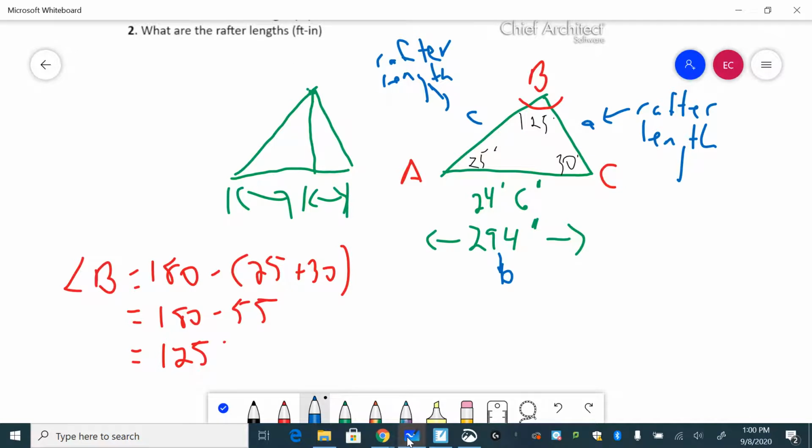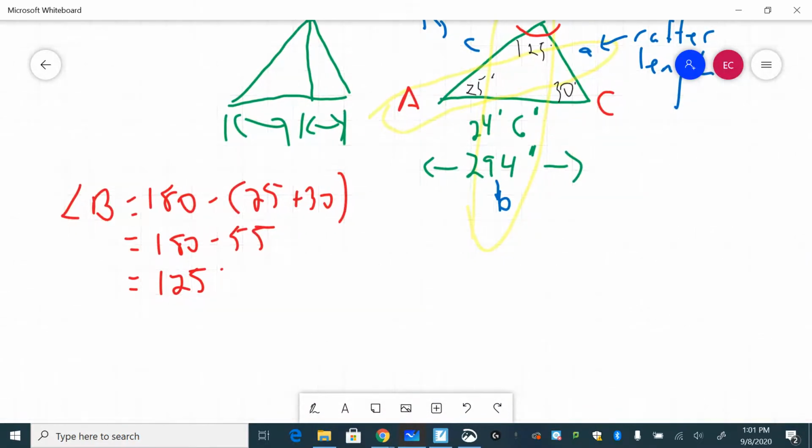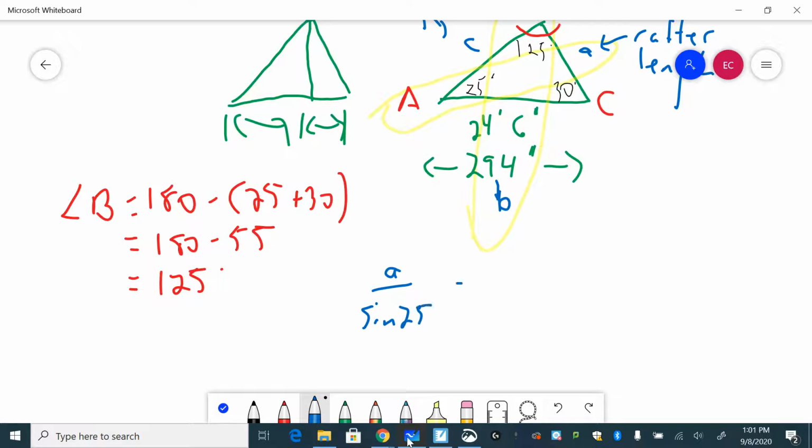I'm going to solve for the b's first. You're going to do matching mates. So I have all the b's: b is 294 with angle 125 degrees. Then I will solve the a's, matching again. When you set up your proportion, you set it up as little a over sine 25 equals b, 294, over sine 125.